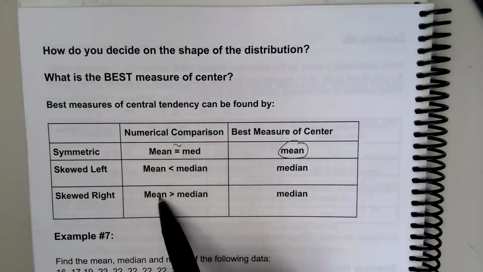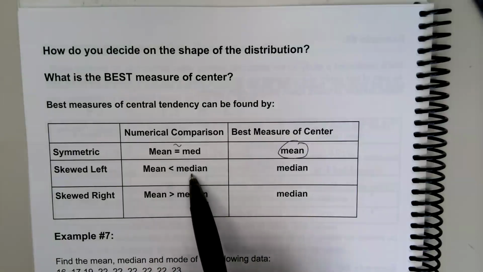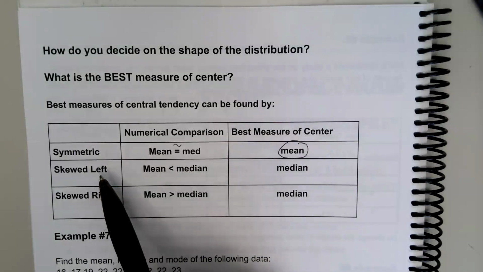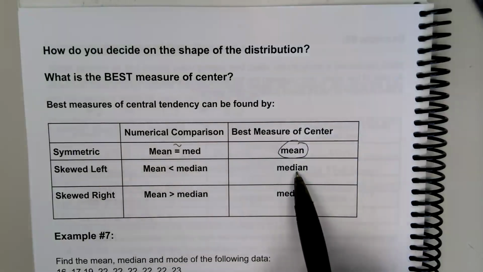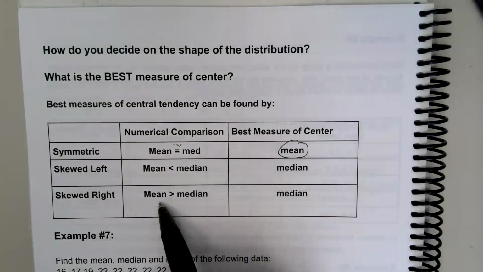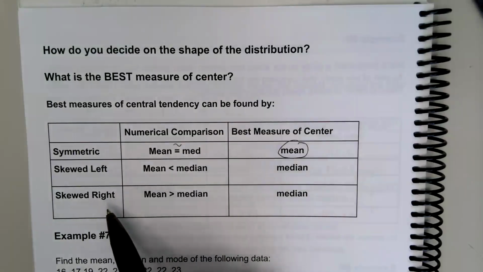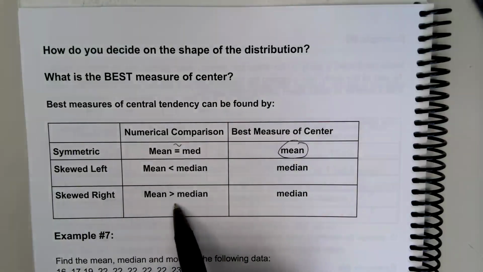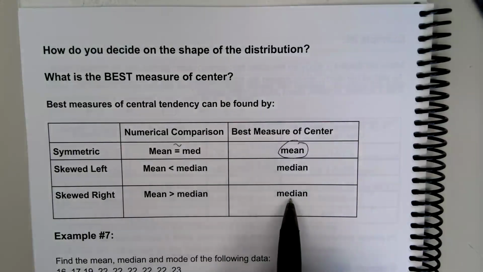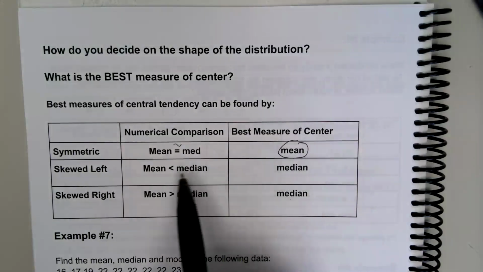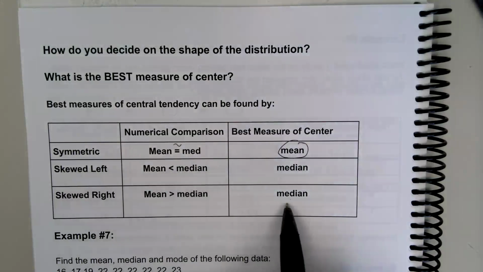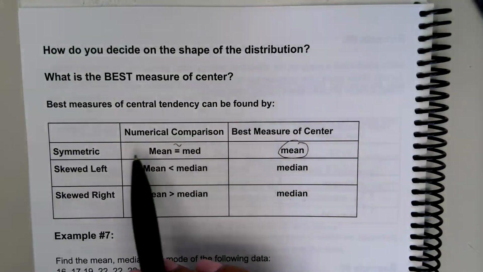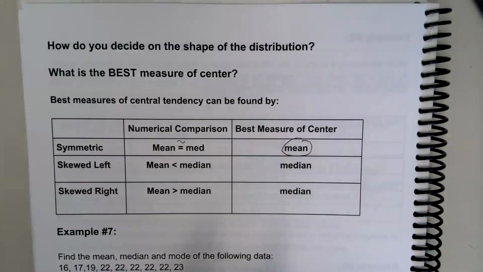If you always compare your mean on the left to your median on the right, you can make these decisions. So if the mean is less than the median, then that tells us our data is skewed left. In that case, we're choosing the median. If the mean is greater than the median, our data is skewed right. The arrow is pointing to the right. Then we're also going to choose the median. So if our data is skewed at all, we're choosing the median as our best measure of center. And if our data is symmetric, we're choosing the mean.